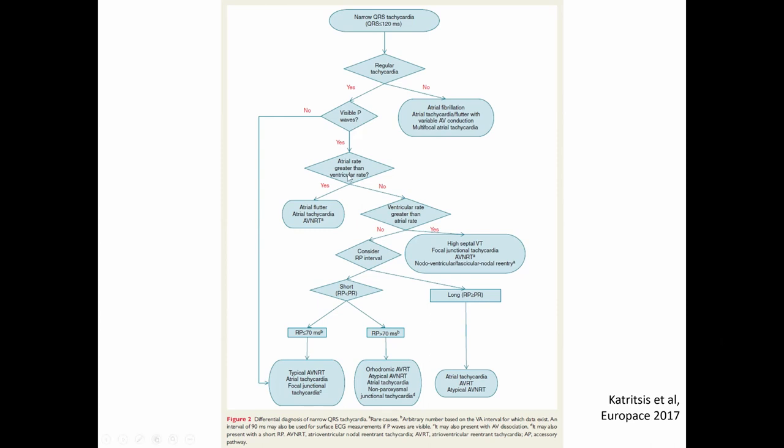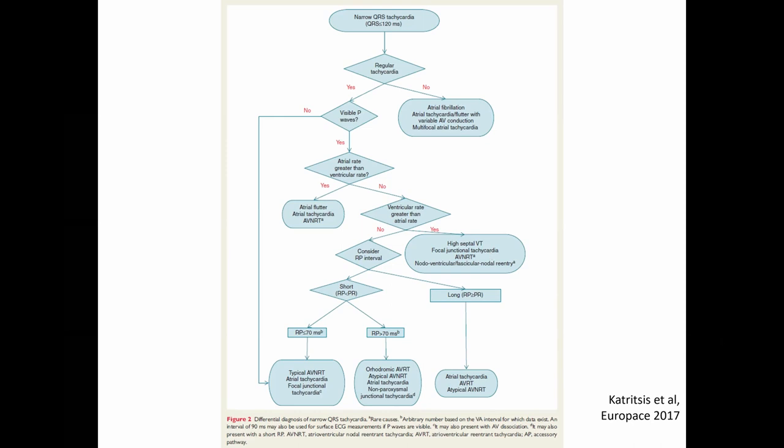But if there are visible P waves, the next question is: is the atrial rate greater than the ventricular rate? Are there more A's than V's? If there are more A's than V's, it could be focal atrial tachycardia, reentrant atrial tachycardia, atrial flutter, or it could be AVNRT. You can get AVNRT with lower common pathway blocks, so you'll have 2-to-1 conduction from the A to the V. The other question is: is the ventricular rate more than the atrial rate? If there are more V's than A's, obviously the key question is, is this VT?